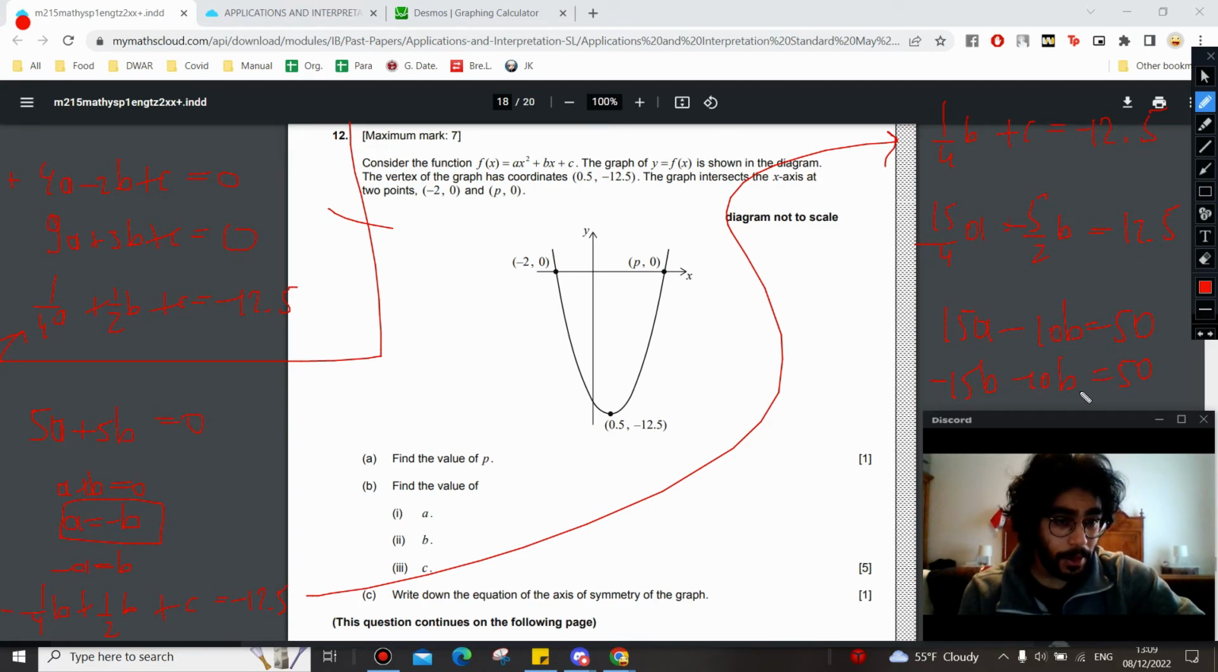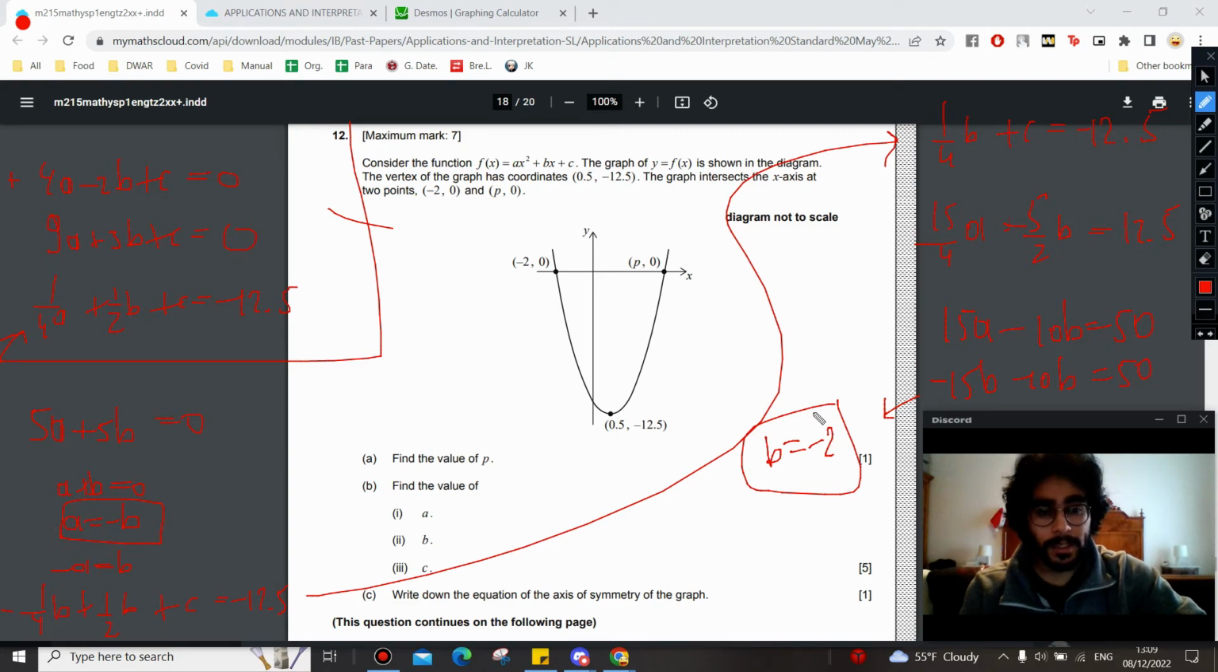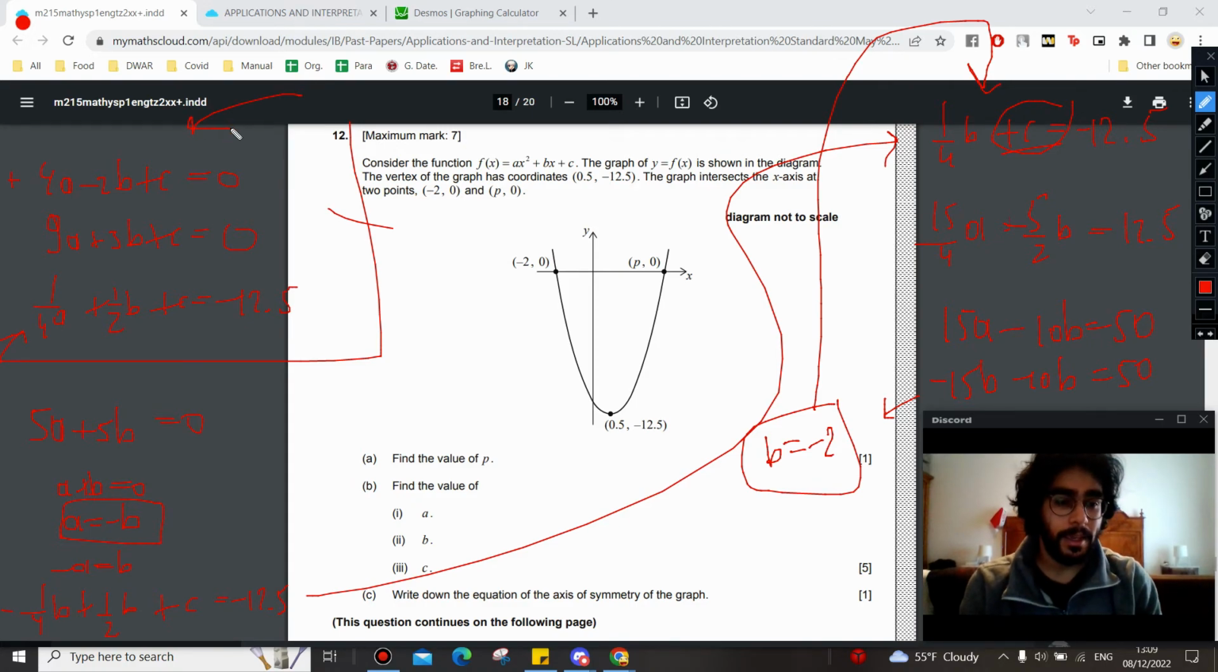So minus 25b equals 50, which means b equals minus 2. I have found my b. I can plug this b here to find my c. Once I found my c, and since I know my b, I can plug both of them, b and c, in any equation here to find my a. Thus, I have my a, b, and c.